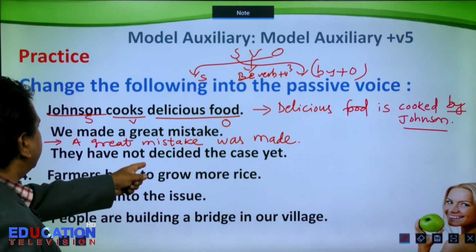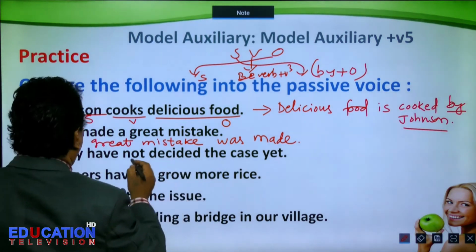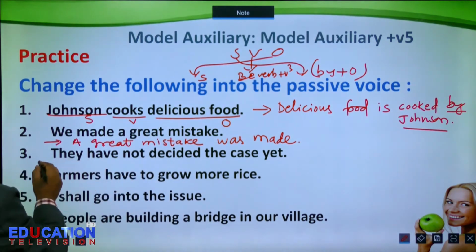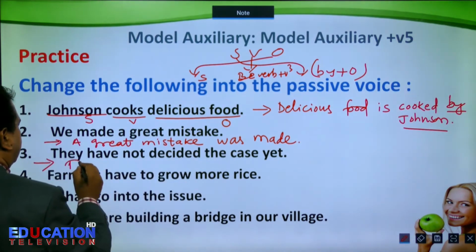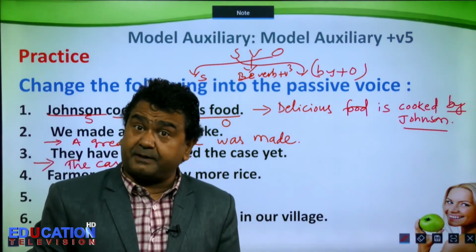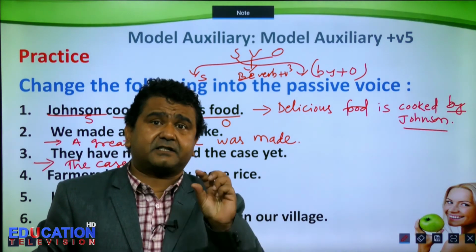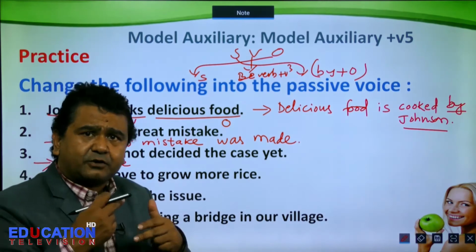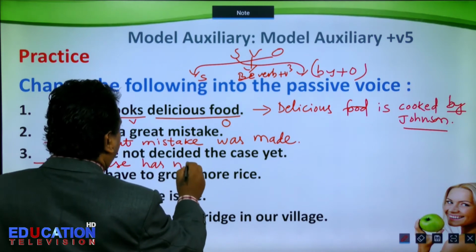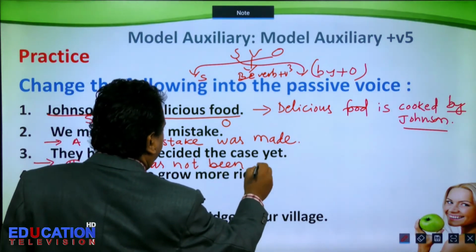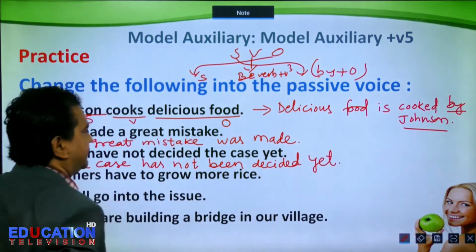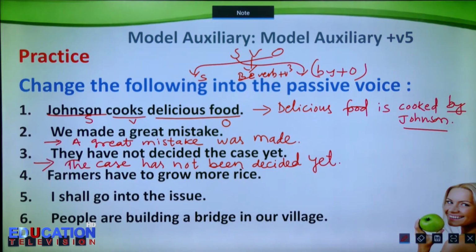They have not decided the case yet. Now again, they subject, have not decided verb, the case object. Others let it be. So, the case. They is a plural pronoun, so we have used here have, but the case is a singular one, so we have to write has. So such change is possible. The case has not been decided yet.